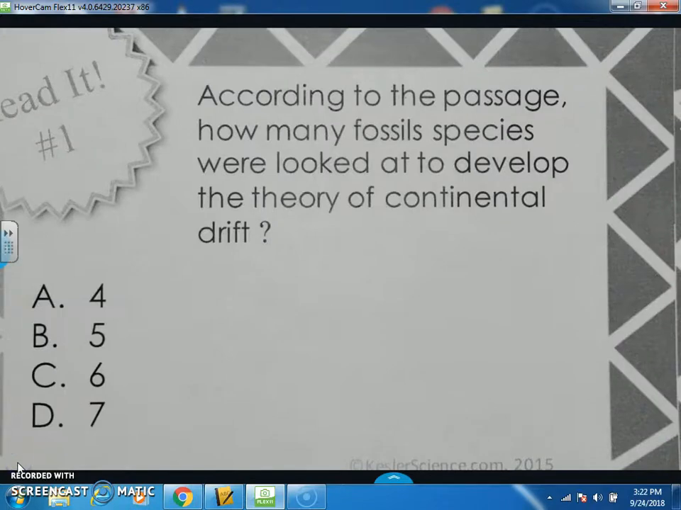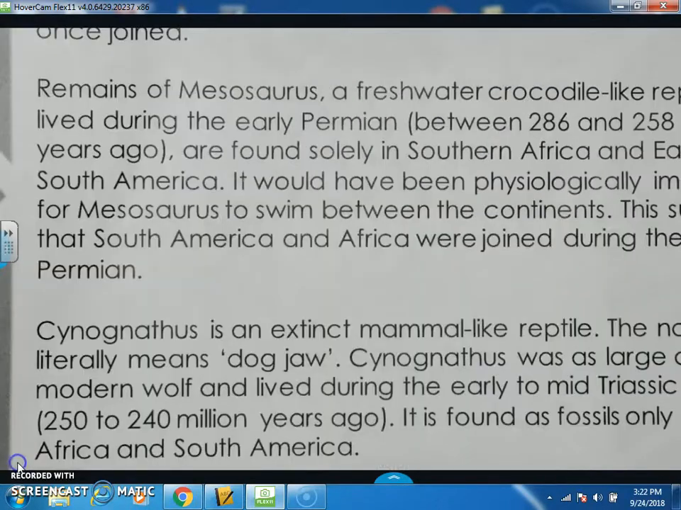As promised, this is the Physical Science, Chapter 25, Section 1, Station Lab. Let's start out with the Read It section. Number one's question said, according to the passage, how many fossil species were looked at to develop the theory of continental drift? And the answer to that would have been A, our first one.